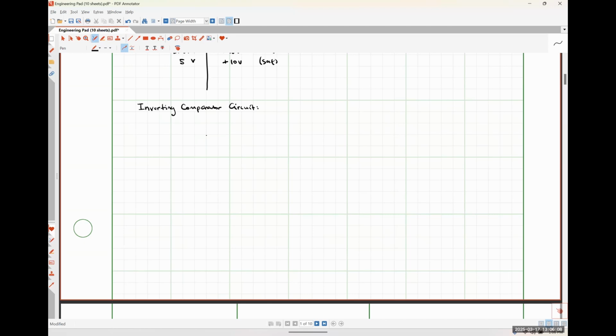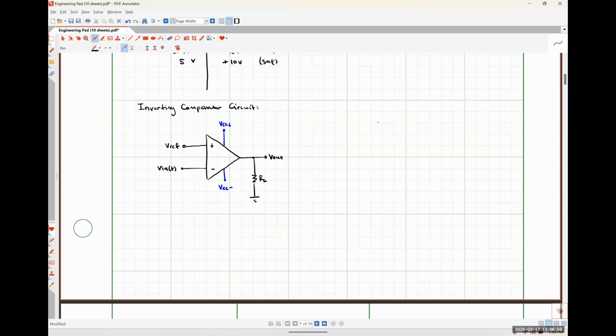So our inverting comparator circuit is literally the exact same thing as we had for our non-inverting comparator, except that we swap the position of Vin and V reference, right? So on my non-inverting terminal, I'll have my reference voltage. On my inverting input terminal, I'll have my input voltage. Here's my load resistor RL, my output voltage V out, VCC plus, and VCC minus.